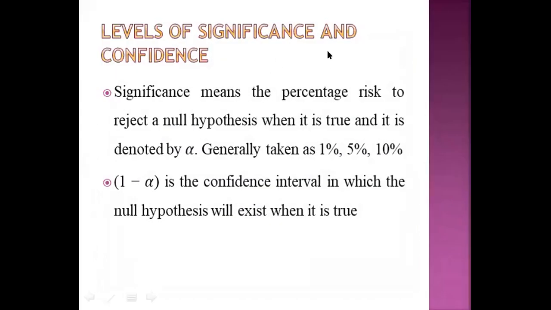Now, levels of significance and confidence in hypothesis testing. The significance means the percentage risk to reject a null hypothesis when it is true, and it is denoted by alpha. Generally, it can be taken as 1%, 5%, and 10%. 1 minus alpha is the confidence interval in which the null hypothesis will exist when it is true.